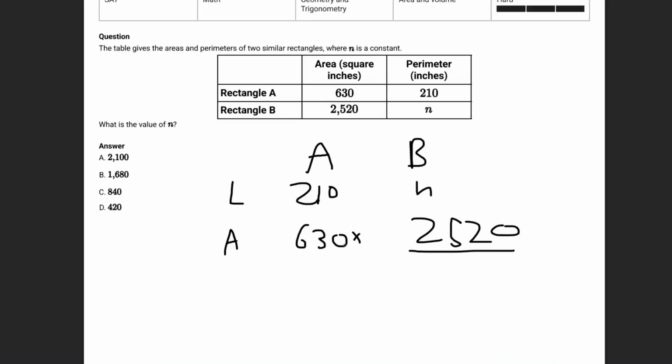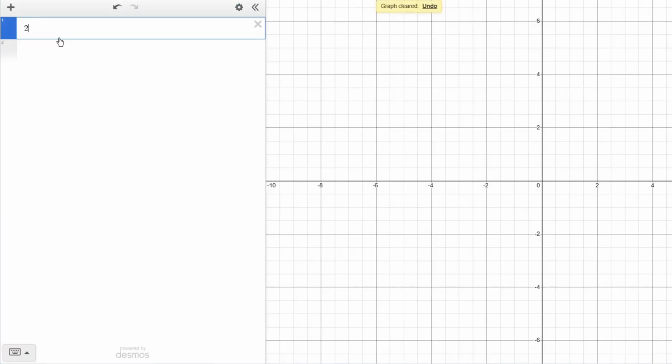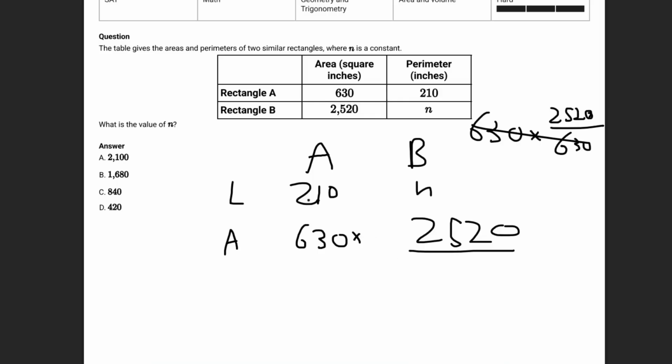So if you do 630 times 2,520 over 630, these 630s cancel and you would get 2,520. But you can actually simplify this factor. Do 2,520 divided by 630, which is 4. So the area of rectangle A times 4 gives you the area of rectangle B.